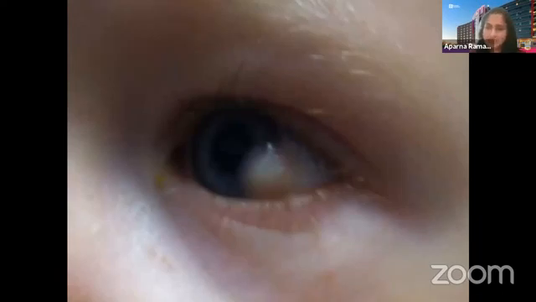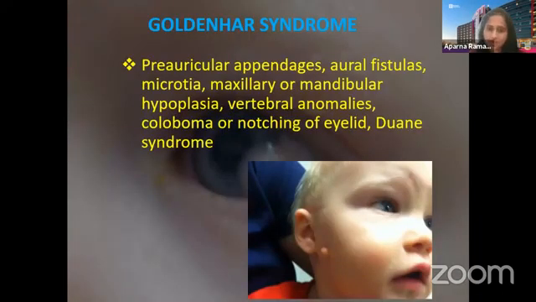Going to our next condition, this is something we all see very commonly in our pediatric practice. It's a limbal dermoid. In this kid, it is associated with Goldenhar syndrome, which is associated with preauricular appendages, oral fistulas, microtia, maxillary or mandibular hypoplasia, vertebral anomalies, and in the eye, you can have an eyelid coloboma and Duane syndrome. I usually do not try to excise them unless it's causing significant vision problems, either by obscuration or by causing significant astigmatism. Because sometimes the surgical scar produces more astigmatism than what the original lesion was causing. So I try to observe as much as I can.